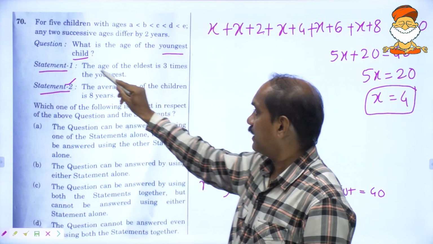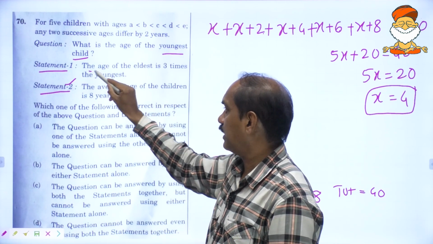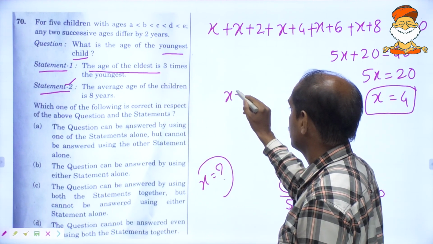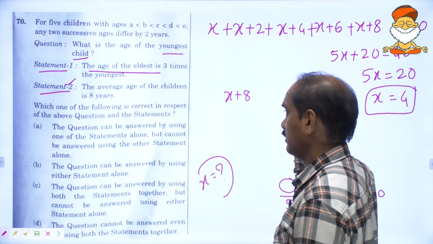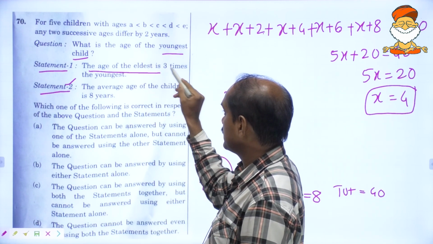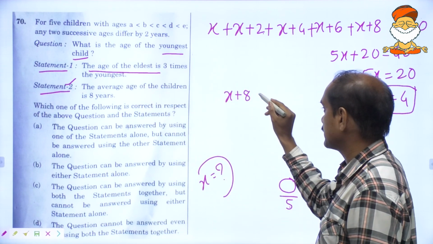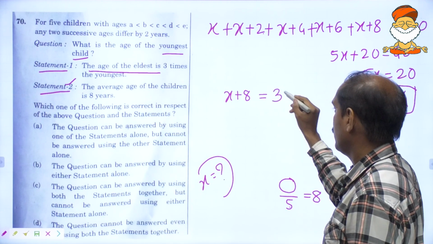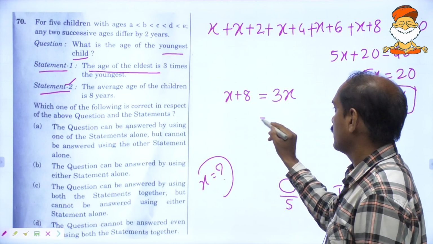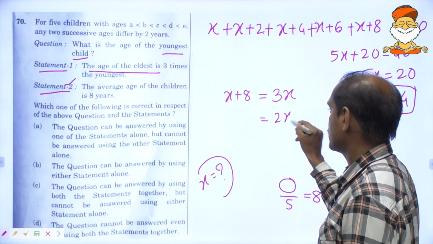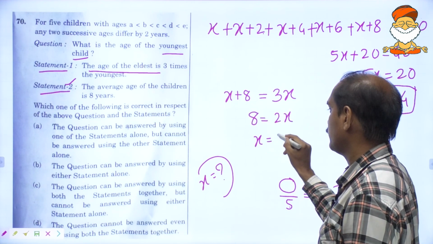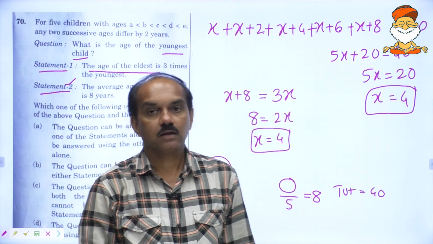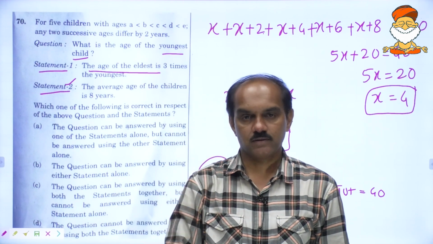Next, now let us check statement number 1. The age of the eldest. Who is the eldest here? X plus 8. He is the eldest. Eldest is 3 times the youngest. Eldest is equal to 3 times the youngest. X plus 8 equals 3X, 2X on this side, 8, X is 4. Yes, we got 4. What's the meaning? Statement 1 alone is sufficient.